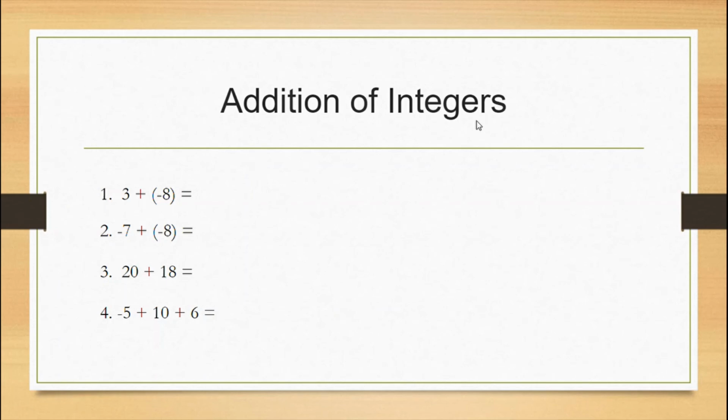Now let us try some examples here. We have number 1, positive 3 plus negative 8. As we can see, they are unlike sign, or they have different sign. 3 here is positive and 8 here is negative. Since they are unlike sign, what is the rule? Subtract. So 8 minus 3, that is 5. And copy the sign of the bigger number. Which one is bigger? 8 is bigger and 8 is negative. So our answer is negative 5.